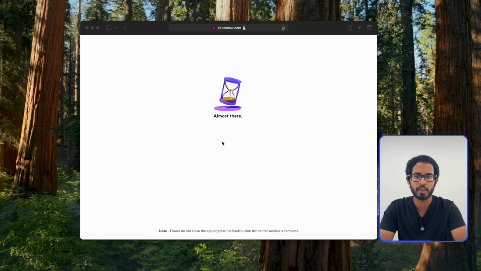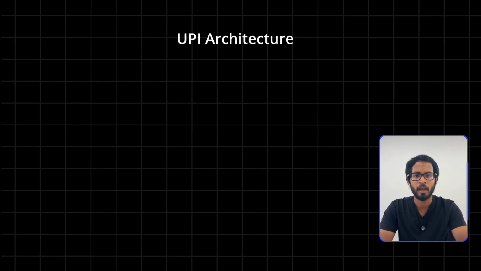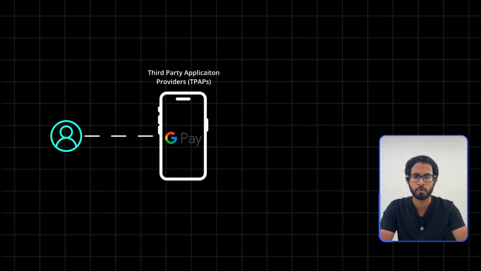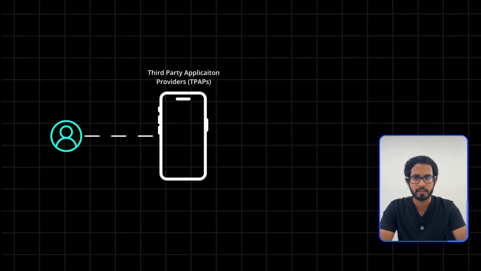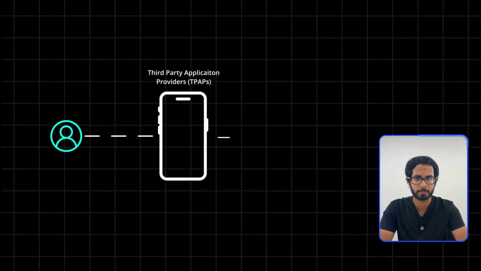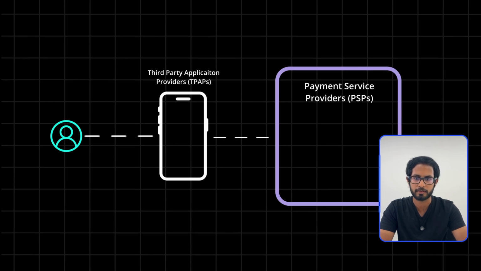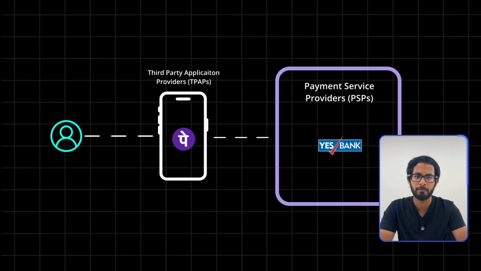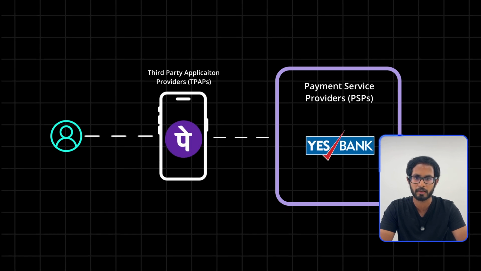To understand this, we need to look at UPI's architecture. Users interact with UPI through third-party application providers like Google Pay, PhonePe, and Paytm. These third-party applications connect to payment service providers, or PSPs, which handle the transaction. For instance, Google Pay might use HDFC as a PSP, while PhonePe and Paytm might use YES Bank.